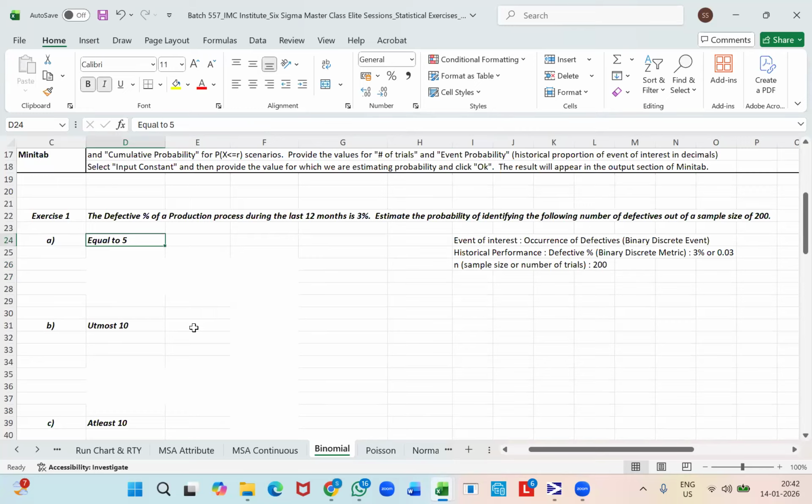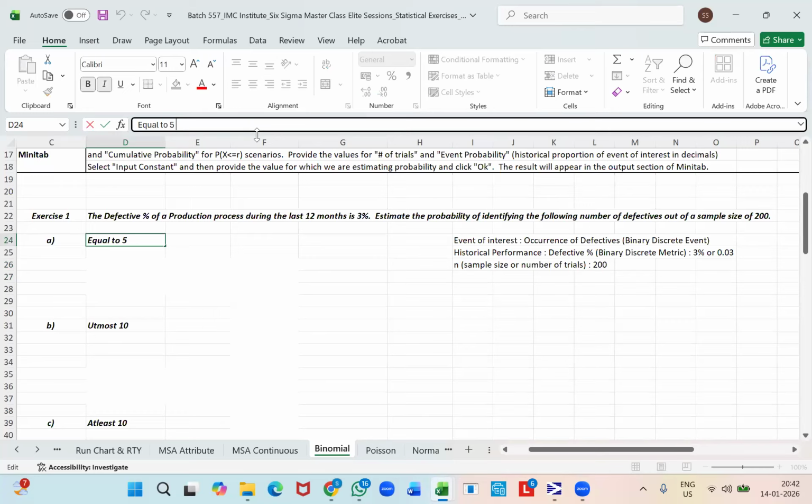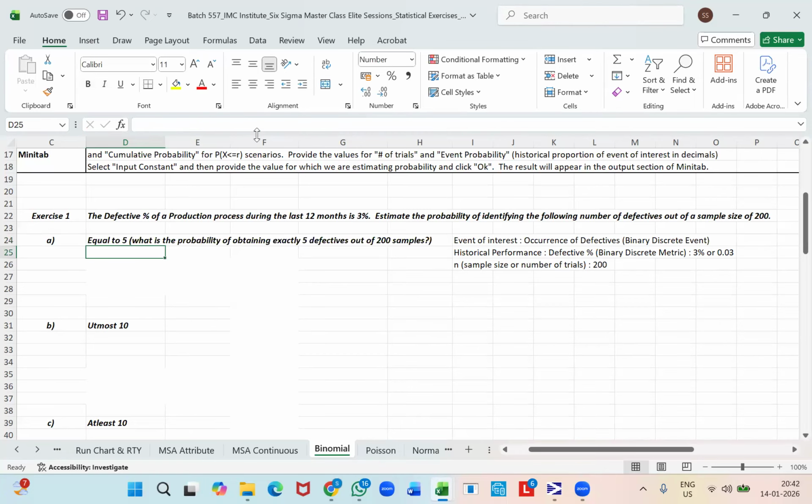So what do you mean by equal to 5? What is the interpretation of this? When I say equal to 5, this is nothing but we need to estimate the probability of obtaining exactly 5 defectives out of 200 samples. So this is the meaning of equal to 5. Equal to 5 is nothing but the probability of obtaining exactly 5 defectives out of 200 samples. So that is the question asked.